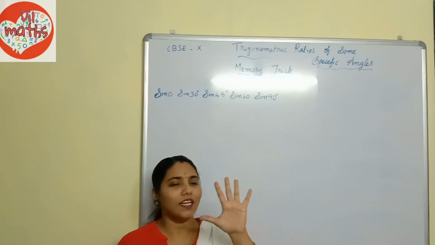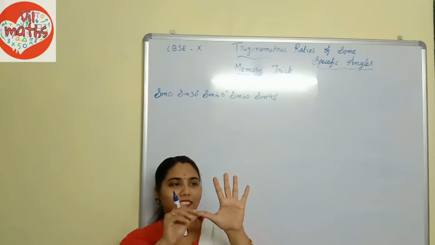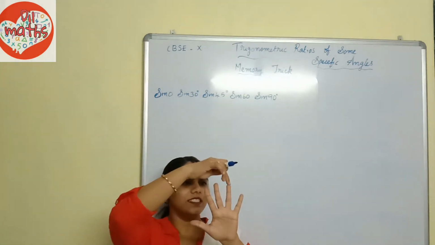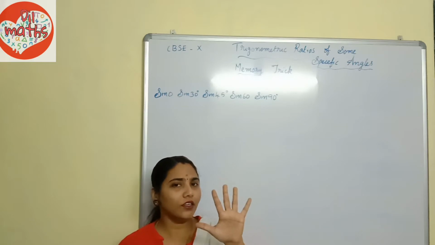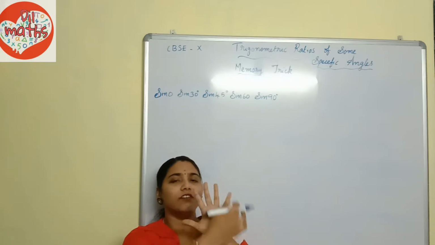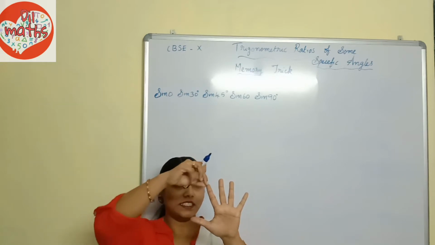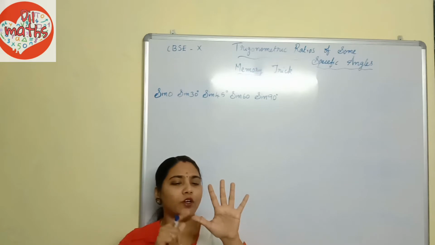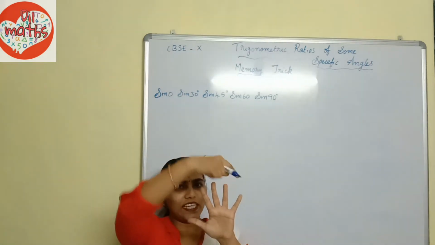Take your left hand and all the finger names you know. This is thumb finger. This is pointer. This is middle finger. This is ring finger. This is little finger. Isn't it? So we are going to give values for these 5 fingers. This is 0 degree, 30, 45, 60 and 90. Okay, once more. 0, 30, 45, 60 and 90 degree.